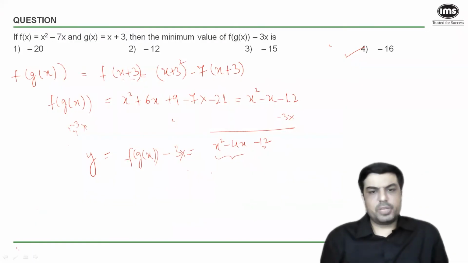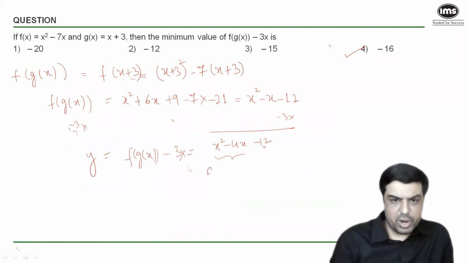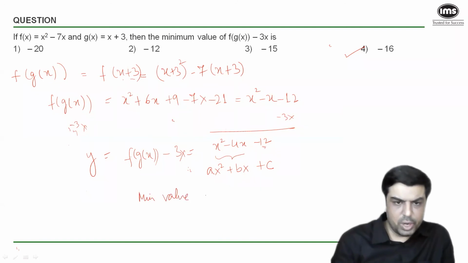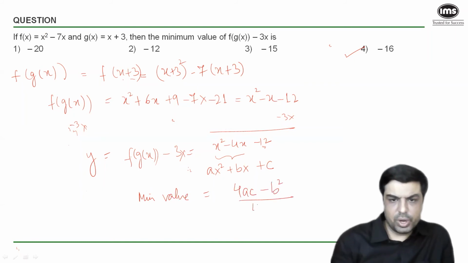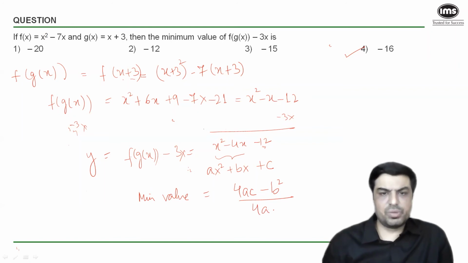Again, we will keep the expression that we have to minimize. The expression that we have to minimize here is a quadratic expression. My standard quadratic expression is ax square plus bx plus c. The minimum value of this quadratic expression is given by the formula 4ac minus b square by 4a. If I knew this formula, I would have got the answer in one step once I got my composite function. So this is the shortest way of solving this question.